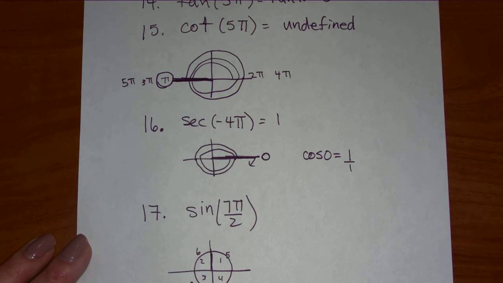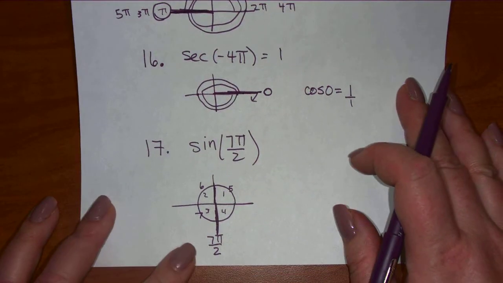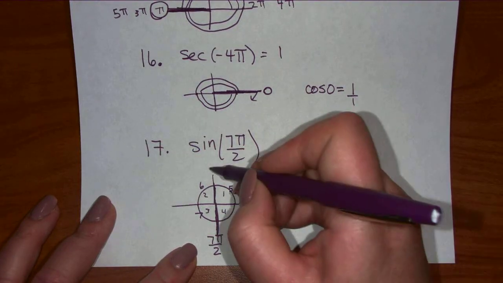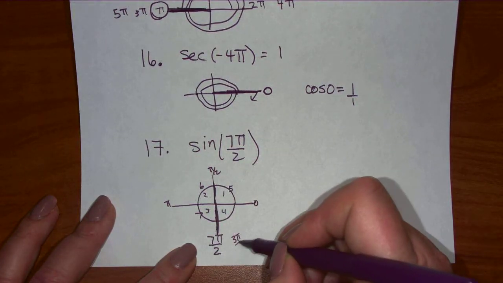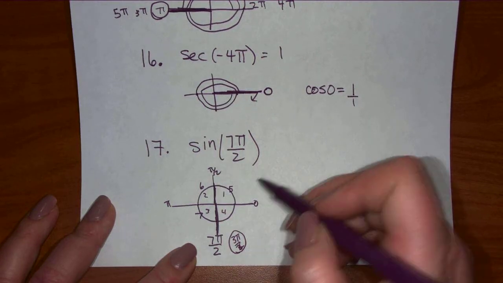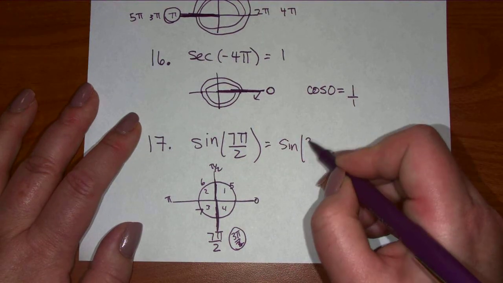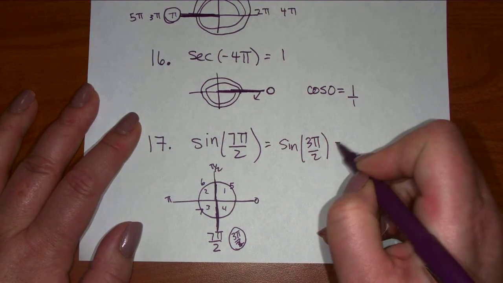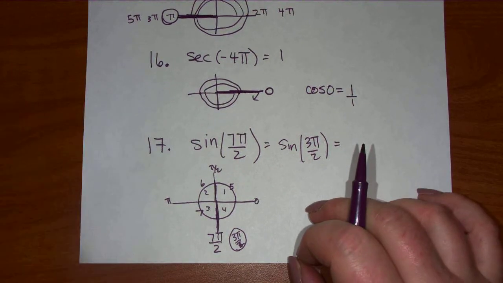What do we look up? This is 0, pi over 2, pi, 3 pi over 2. So look up sine. This is the same as sine of 3 pi over 2. And if it lands on an axis, you don't worry if it's plus or minus, because that's in there already. What's sine of 3 pi over 2? In the table. Negative 1.